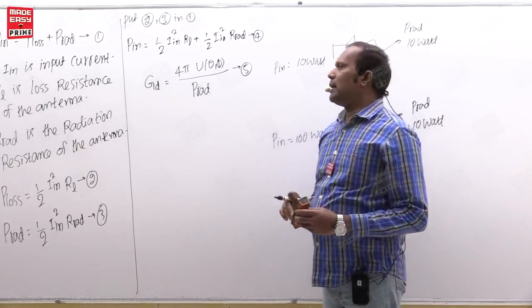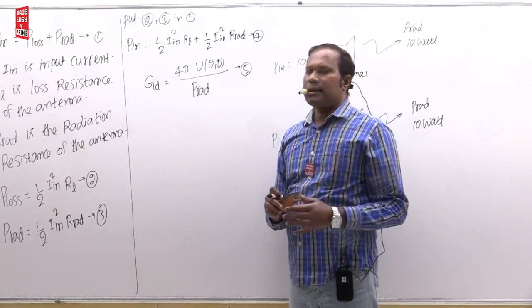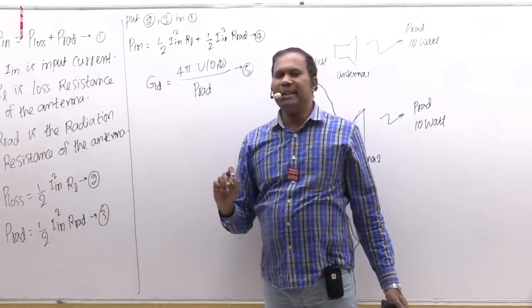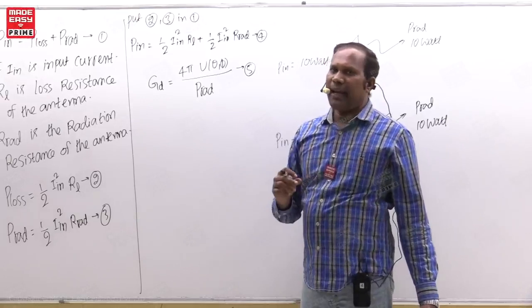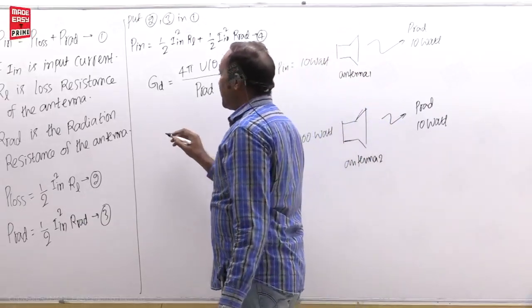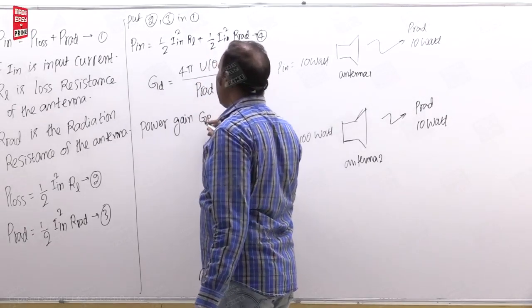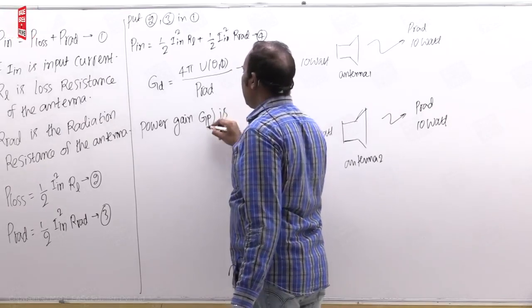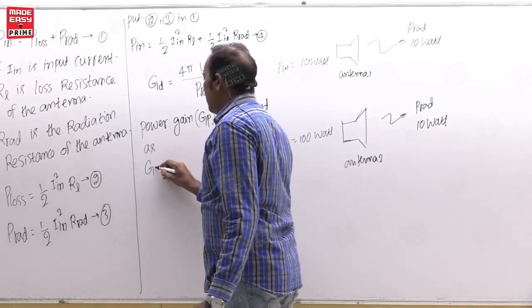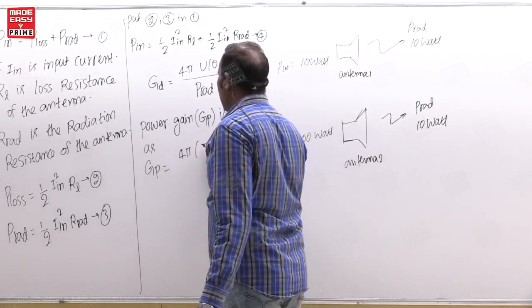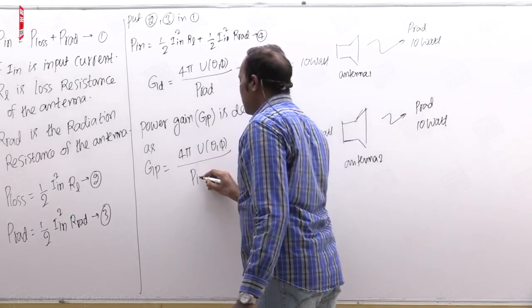So if anybody asks you what is the difference between directive gain and power gain? Directive gain does not consider power losses. Power gain GP, G means gain, P means power, considers the losses of the antenna also. So dear students, power gain GP is defined as GP equal to 4 pi into radiation intensity in any direction divided by input power.